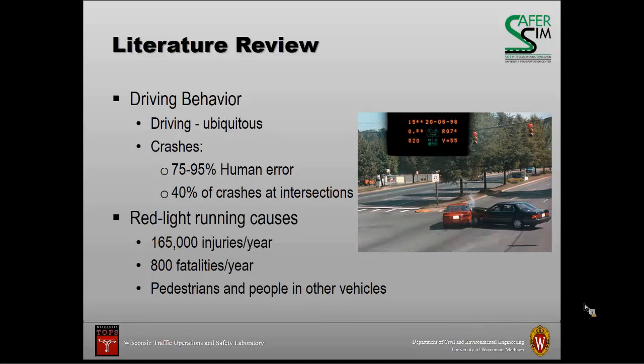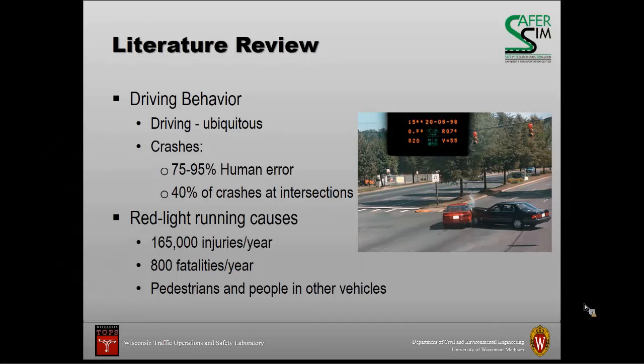In fact, driver error has been identified as the main cause in 75 to 95% of roadway crashes. Around 40% of these crashes happen at intersections, and non-compliance with traffic control devices is one factor contributing to such crashes, with red light running being a frequent cause at signalized intersections.